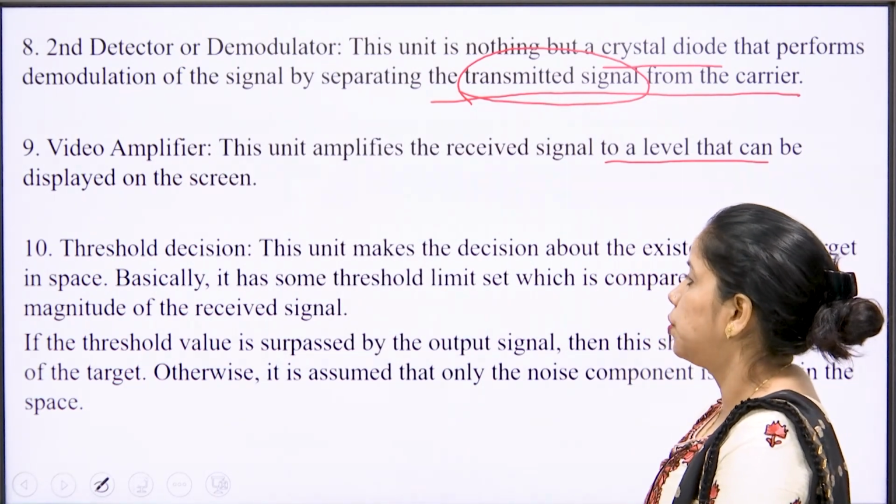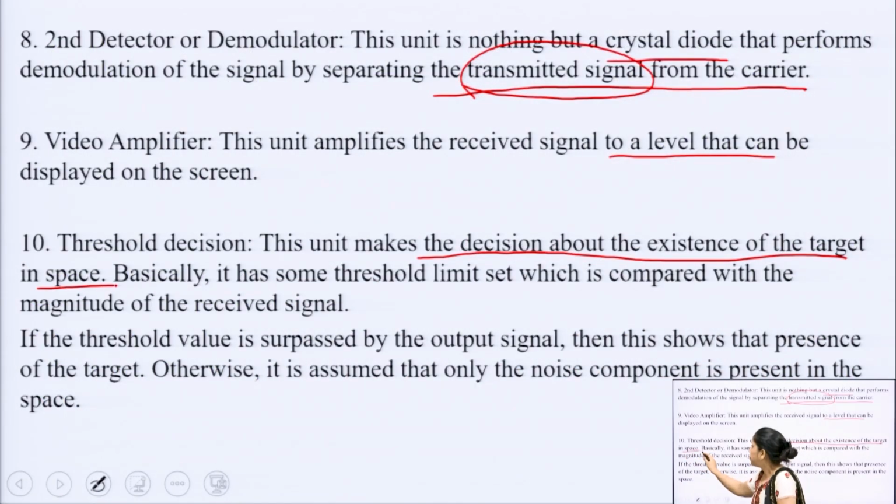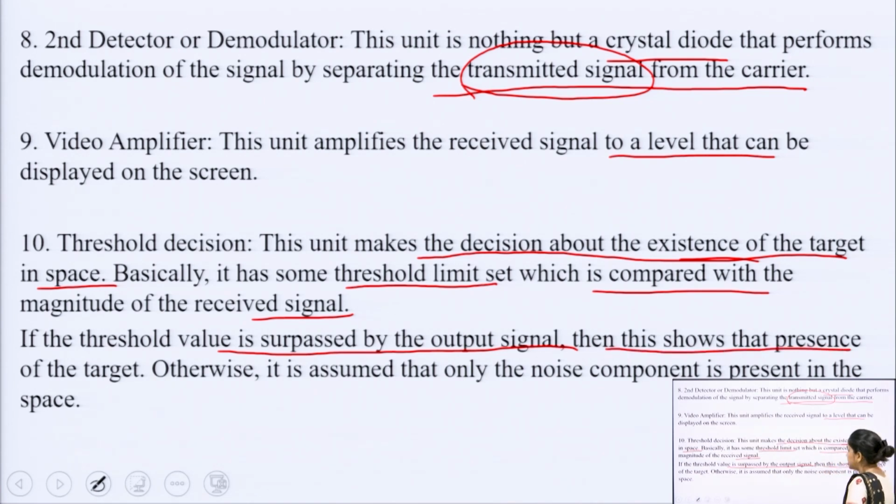Now comes the threshold decision. This unit makes the decision about the existence of the target in space. Basically it has a threshold limit set which is compared with the magnitude of the received signal, and if the magnitude of the received signal is above that, then only we can say that there must be a target. If our received signal is below that, in that case we can say that there should not be any target. If the threshold value is surpassed by the output, then it shows the presence of the target, and otherwise it assumes that only the noise component is present in the space.